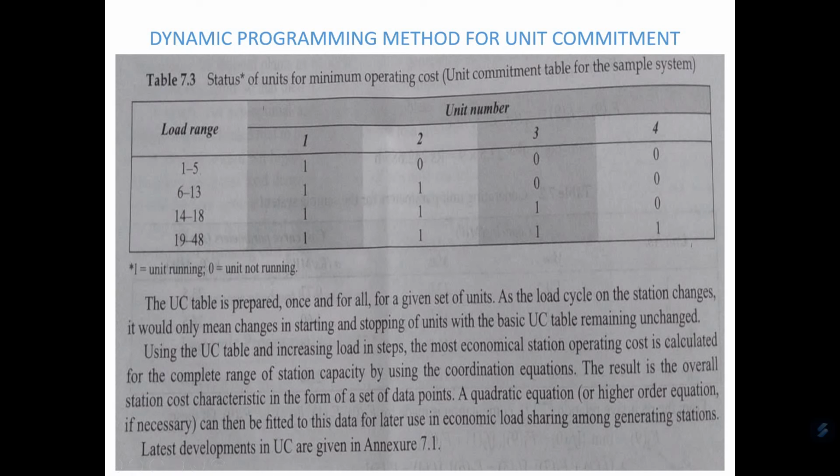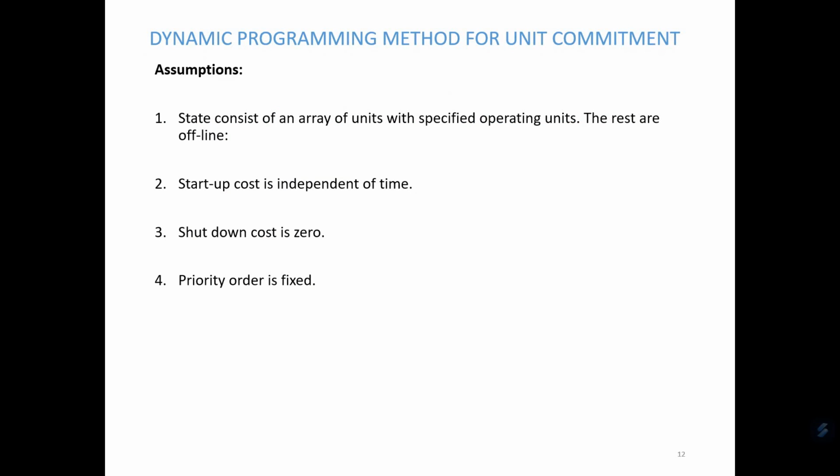Okay, and this type of table is called the unit commitment table. So mostly when we are going to implement the unit commitment table, by the history we have to decide the variation of load on the available system, and according to that we need to prepare the unit commitment table. So if the unit commitment table is ready for any load variation, we can easily take the decision of unit commitment.